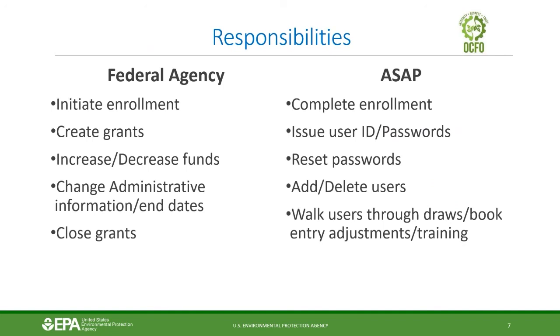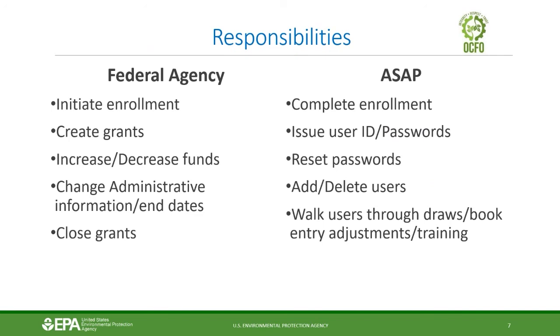But if you're having a user ID or password issue, that's not something that we can do. If you need to change your users, if you want to add somebody to be able to do drawdowns in the system, it's not something that we can do. That's something that Treasury has to do. So Treasury is very good, their customer service is good at the ASAP help desk, and they are good at walking people through draws.